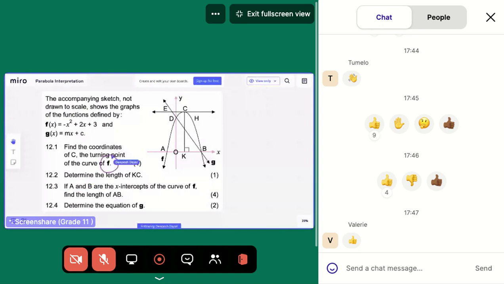Which is the parabola. Does anybody remember what the equation is to find the x value of the turning point? You can type it in the chat. Does anybody remember what the equation is? It was x equals something. What is that equation? Somebody's unmuted themselves. Is it you, Isabella? You know the equation?